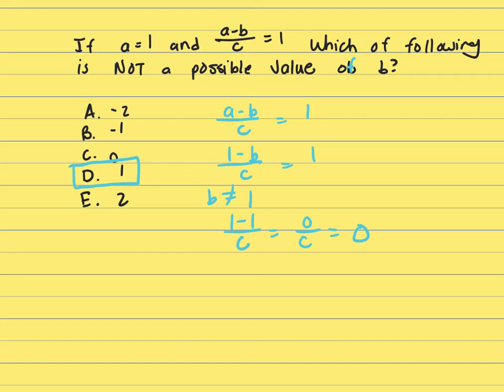And I'm going to work one other one just so you can see. If you look at case A where b would be -2, that would be 1 minus a -2 over c equals 1. So that's 3 over c equals 1. c would have to be 3. But we're not worried about c. We're just trying to figure out what b cannot be.